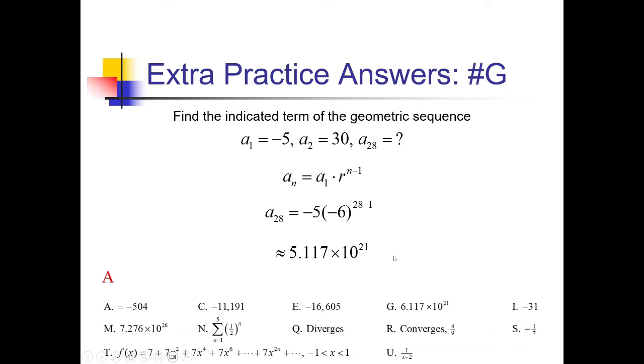Let me look at what I have for an answer. Pretty close, actually, 6.117. So this is one of those one-off answers that I have to write down the letter to. So a G is going to be part of my final solution to this puzzle.